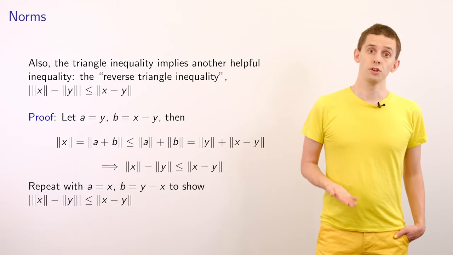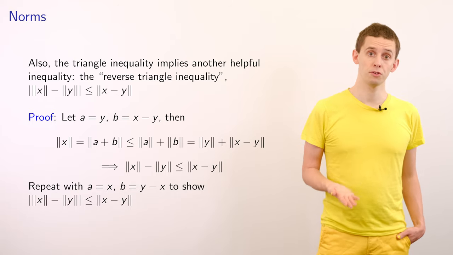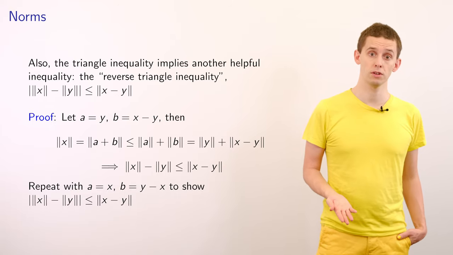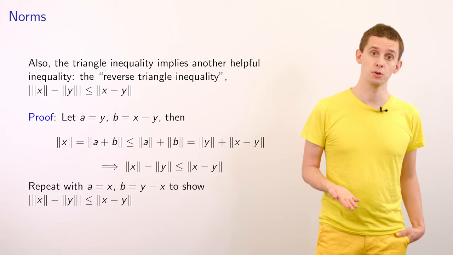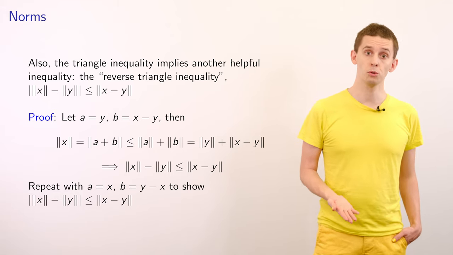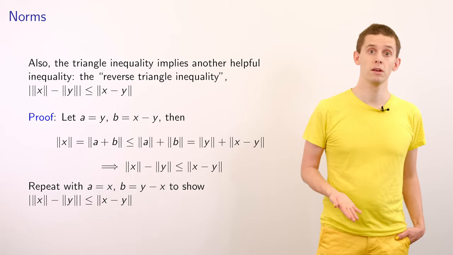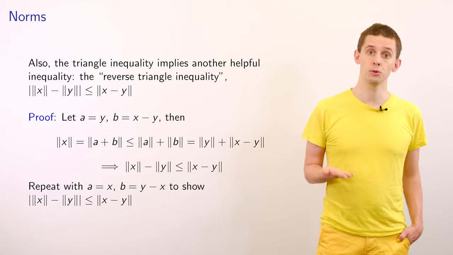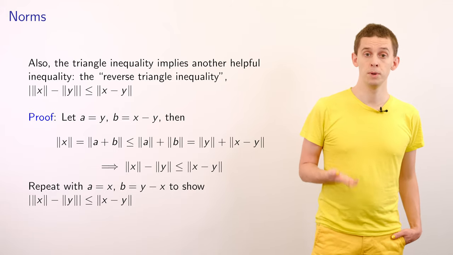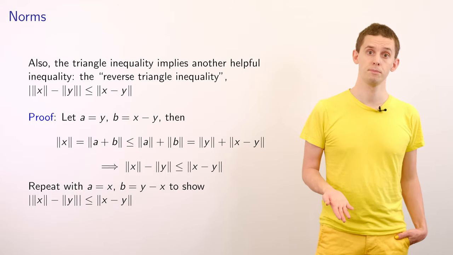From the triangle inequality, we can derive a useful alternative inequality, often referred to as the reverse triangle inequality, that tells us that the magnitude of the norm of x minus the norm of y is less than or equal to the norm of x minus y. To prove this, let's write that a is equal to y and b is equal to x minus y, and then apply the triangle inequality to a and b.